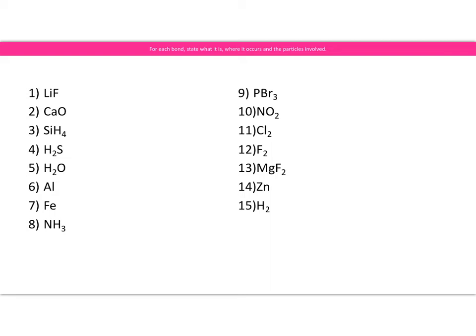Okay, so the first one, lithium fluoride. Lithium is a metal, fluorine is a non-metal, so we have a metal and a non-metal, so that must have ionic bonding. The next one, calcium oxide. Calcium is a metal, oxygen is a non-metal, so that is also going to be ionic bonding.